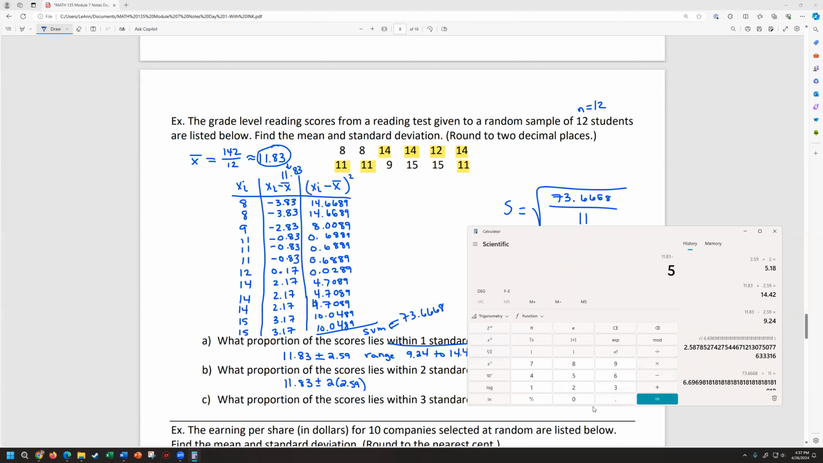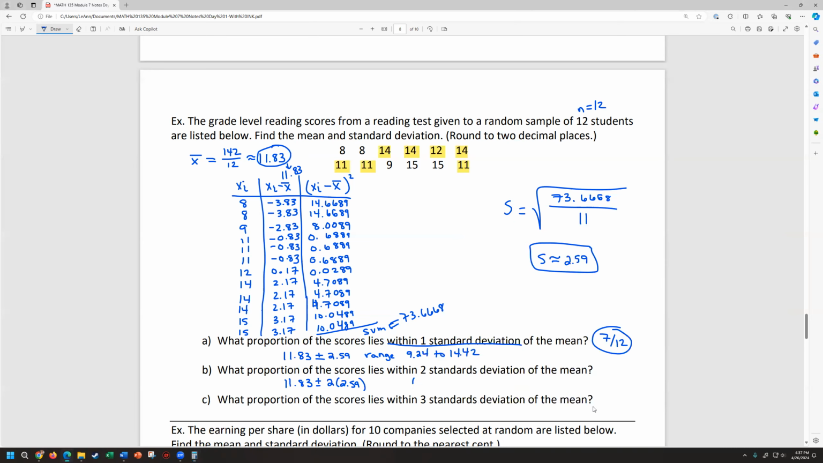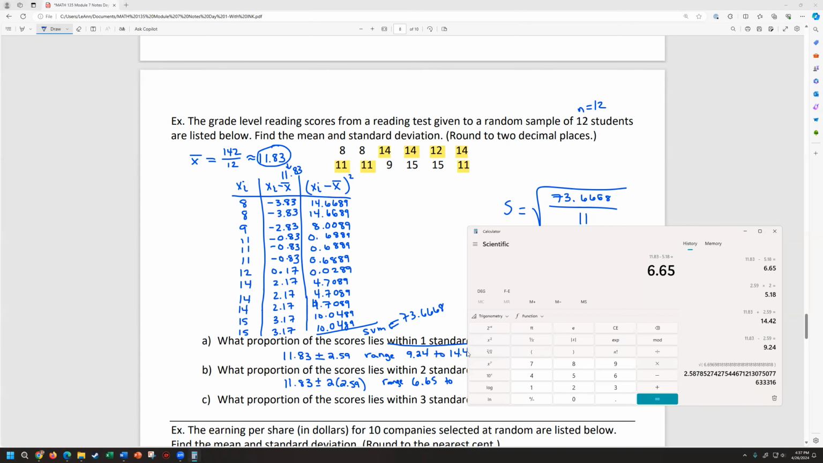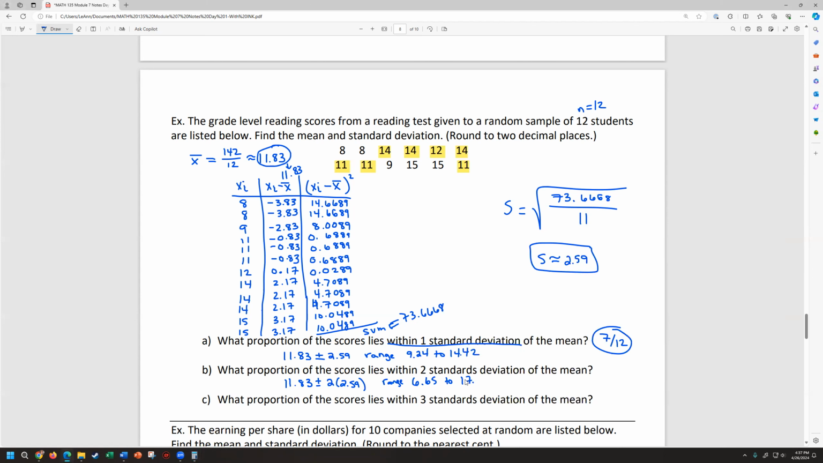So I'm going to take 11.83 minus 5.18, which is 6.65. And then you could just add another 2.59 to the top of this last round. That also works. But if you use the formula over here, we take our 11.83 and add double the 2.59, which was 5.18. So that's 17.01.